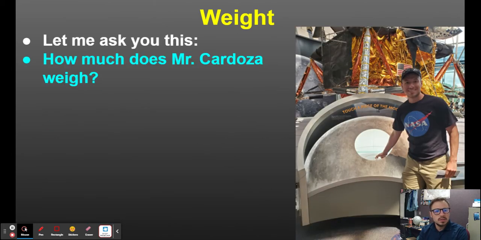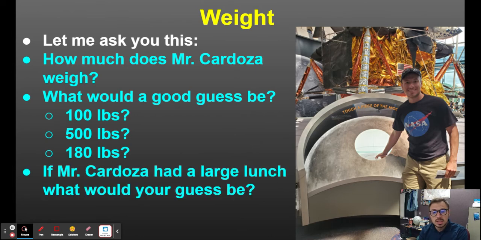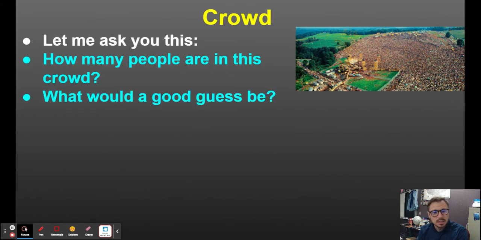Same thing about weight. If you look at this person and say, how much does this person weigh? Would you say 100 pounds? You probably say, well, no, I know this person weighs more than 100 pounds. What about 500? No, this person weighs less. What about 180 pounds? Now, let's just say this person had a large lunch and you come back and see this person later. Would you be able to look at that person and say, oh, that person weighs 181 pounds now?